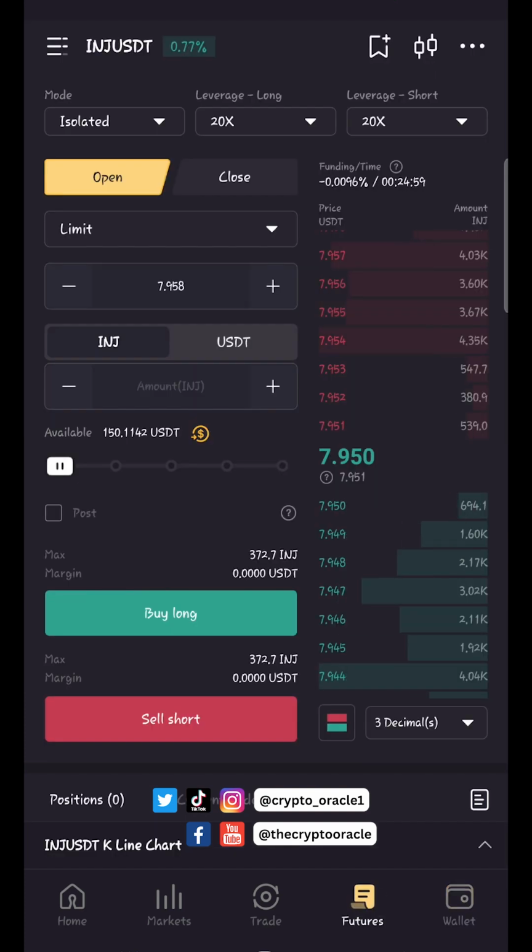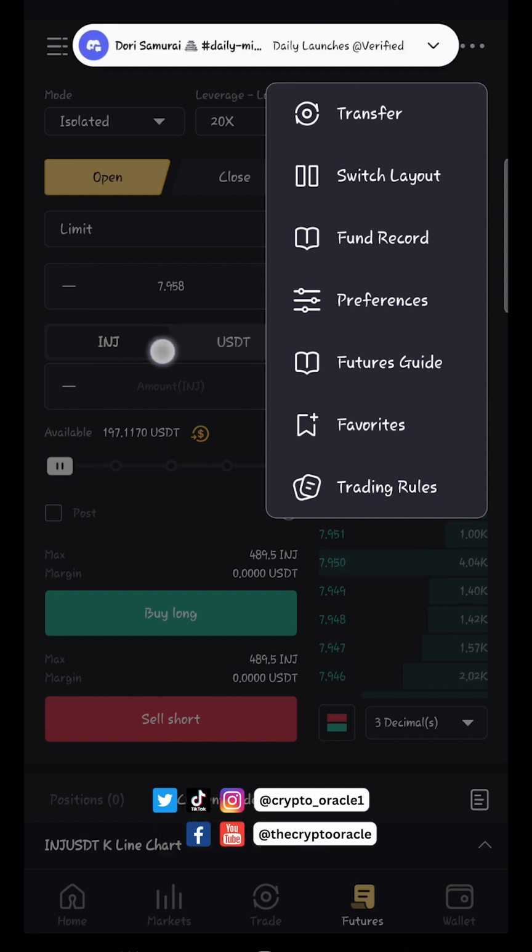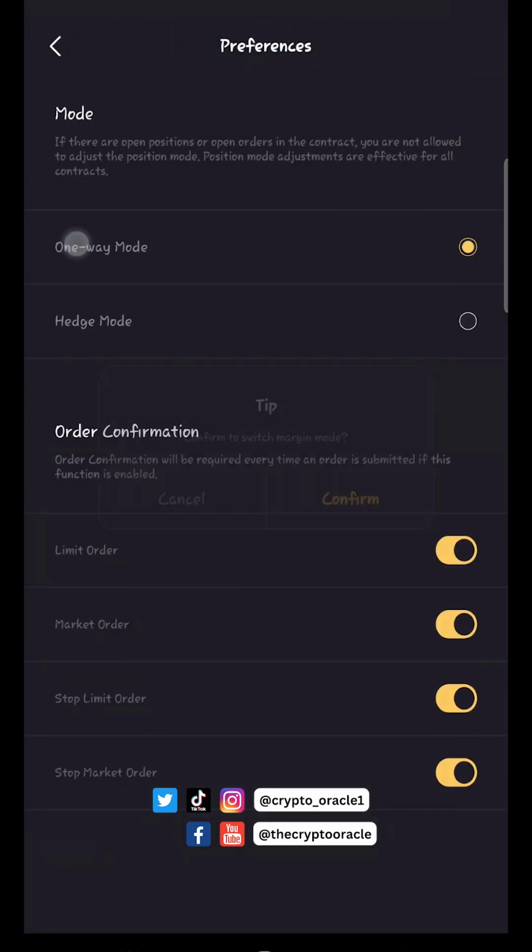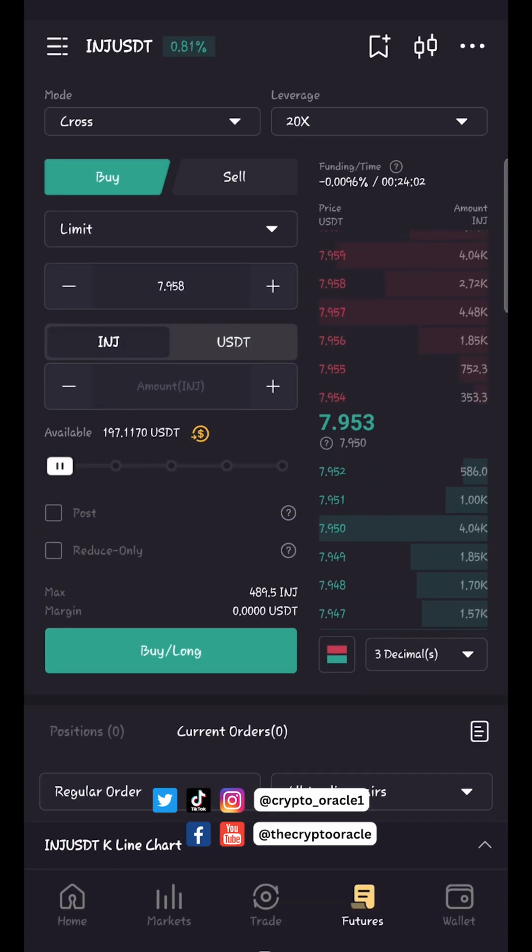Now once you have money in futures, if you want to enter a trade, you come to futures, but there is a setting you have to change. As you can see, this one has open and this one has close here. This is called the hedge mode, but what we want to be using is a single format. So you come here, click on these three dots, you come to preferences and you change to one-way mode, then you confirm. So now we are on one-way mode, and let me show you the dashboard.